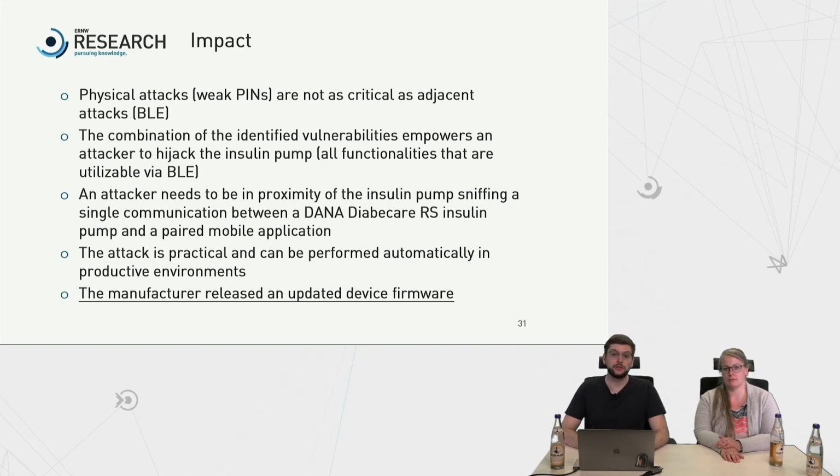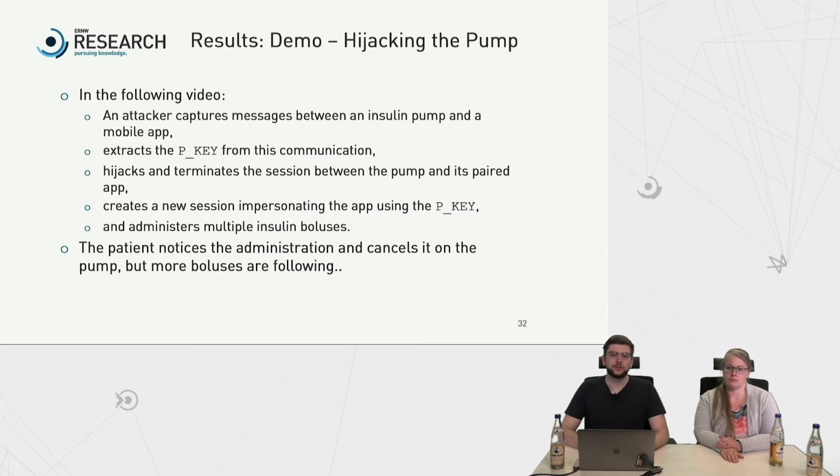To exploit this, an attacker needs to be in proximity to the insulin pump, sniffing a single communication between the pump and a paired mobile application. This attack can be performed automatically, and we actually wrote an exploit demonstrating this. The manufacturer prepared an update for the pump fixing the vulnerabilities, but let us get back to this later. Now I would like to present you a short video demonstrating the criticality of the automated attack.